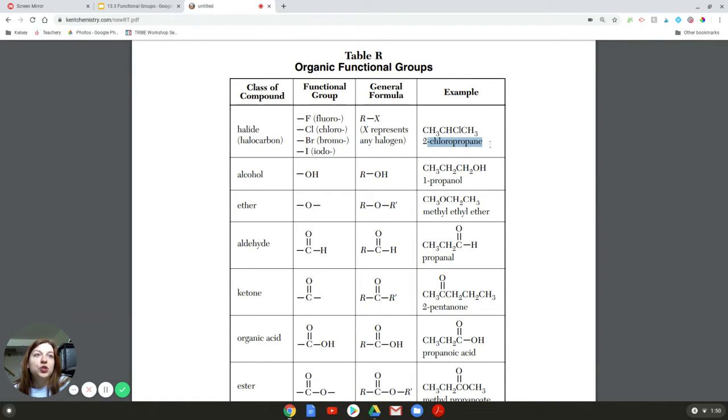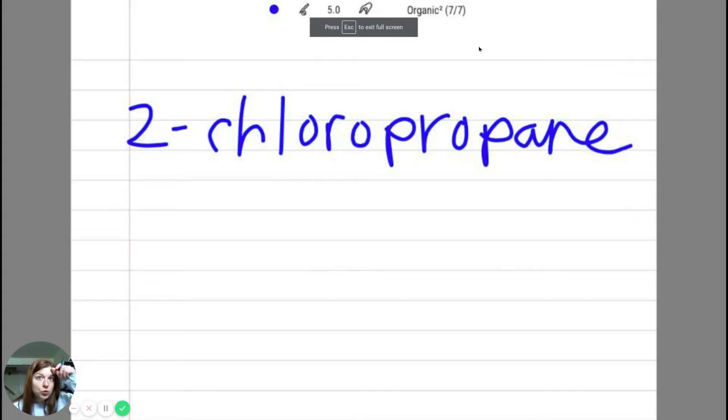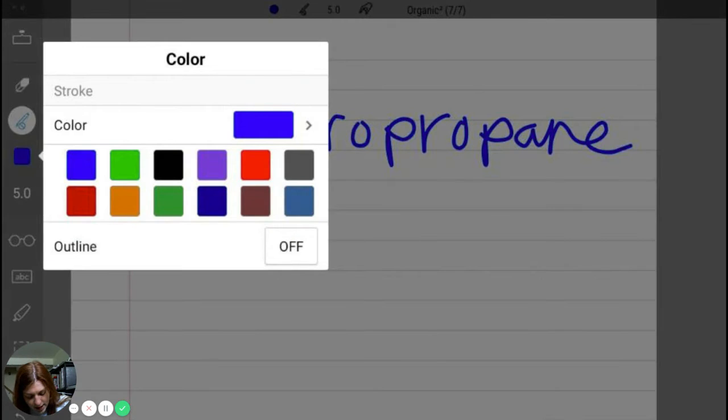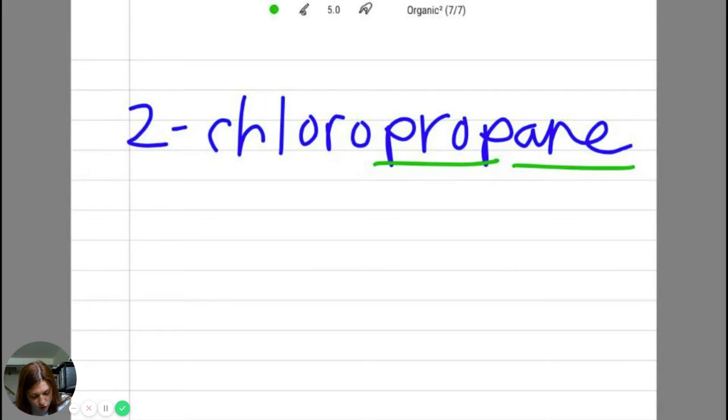So right here we have our example of a halocarbon. It is given to us as 2-chloropropane, and this specific formula is called a condensed formula. I want to show you the structural formula, which is actually the drawing. So here we go. We are going to look at 2-chloropropane. You should remember that propanes have 3 carbons, all single bonds. So I'm going to draw that.